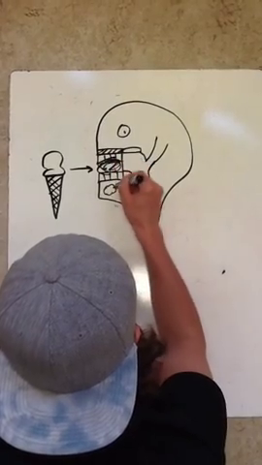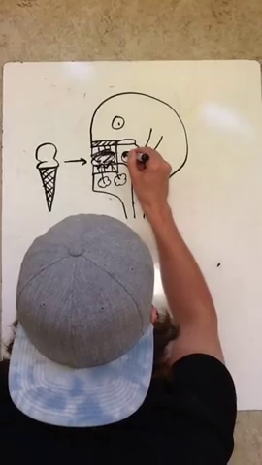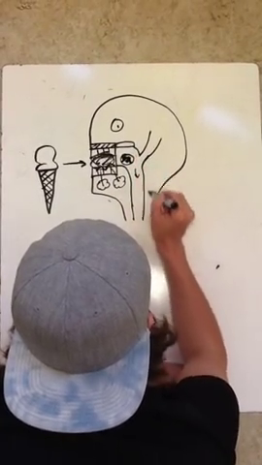Jeb will then use his tongue to push the food, which is now called a bolus, against his hard palate to the back of his throat, where he will swallow and it will travel down his esophagus.